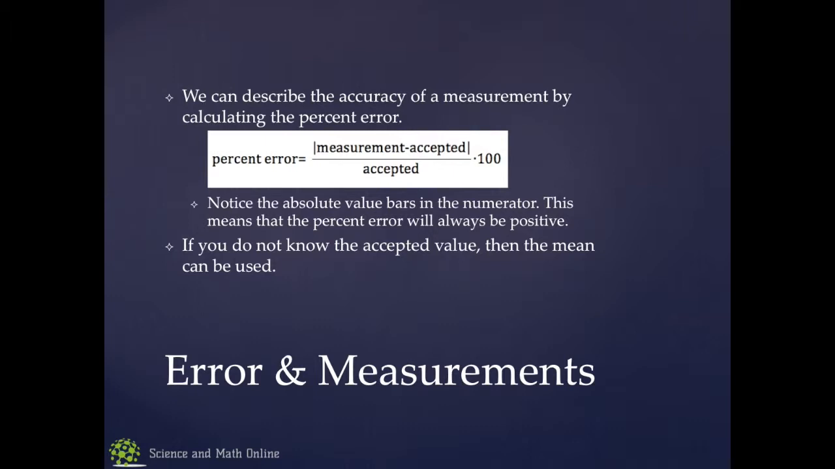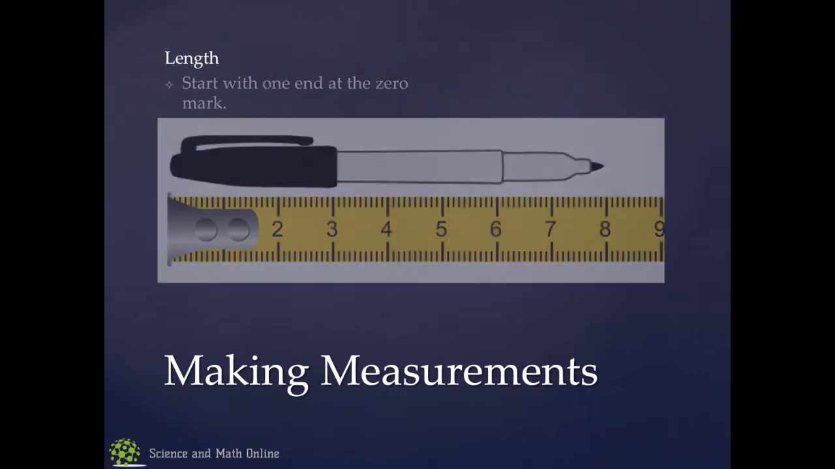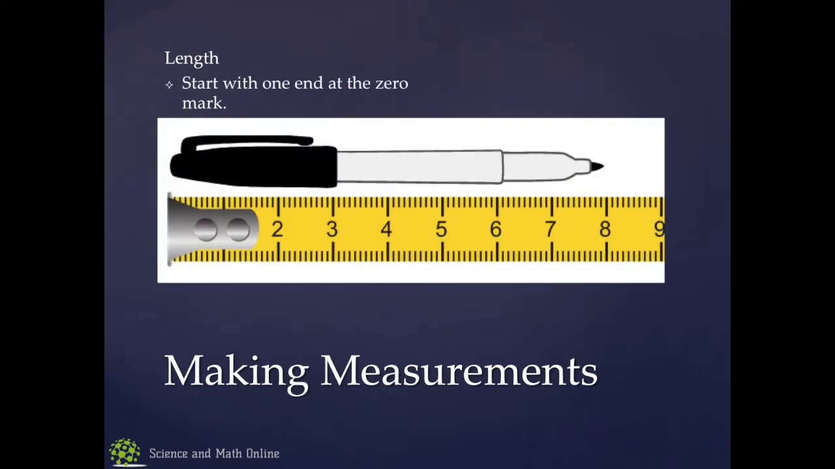All right, let's talk about actually making measurements in chemistry. So hopefully, once again, from your teaching and your other experience, you have some idea of how to do these, but I still want to cover them anyway. All right, length. Start with one end at the 0 mark. You may be laughing at that I even had to say that, but I had students who had a first grade teacher who taught them that they needed to put the end at 1. How that person thought that, I don't know. But you got to put it to 0.